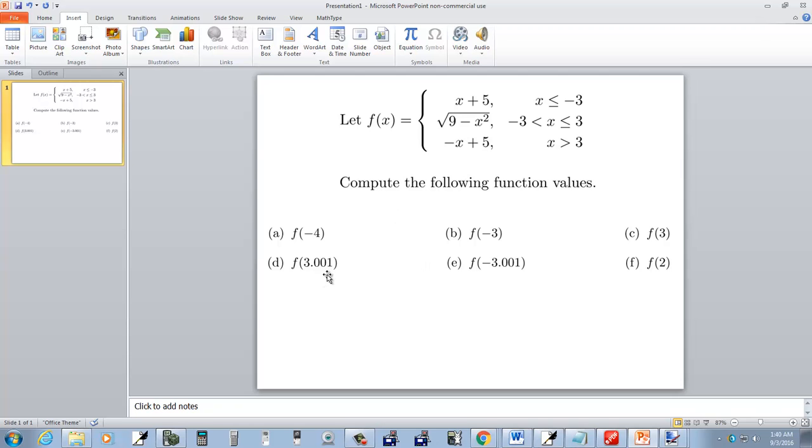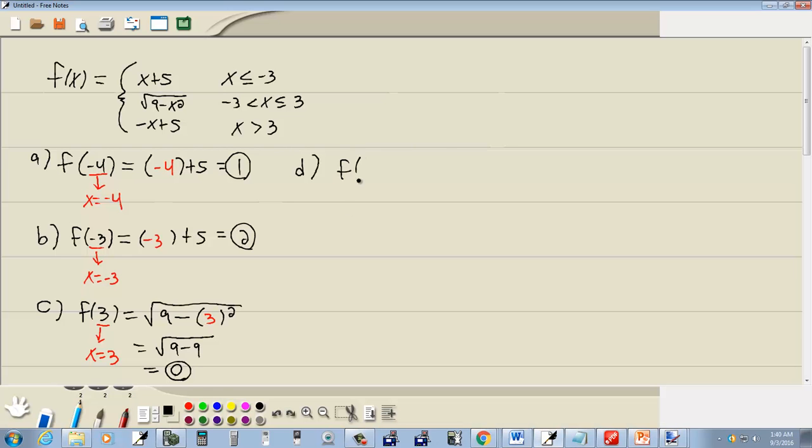Now D. D is f of 3.001. Okay, so whatever's inside of our parentheses here is our x. So they're telling us specifically x is equal to 3.001. We're going to mentally plug that into our conditions here. So I'll put 3.001 here. Then the question is, is 3.001 less than or equal to negative 3? No, it isn't. So I come down to my second one here.